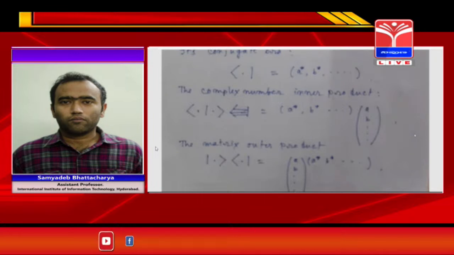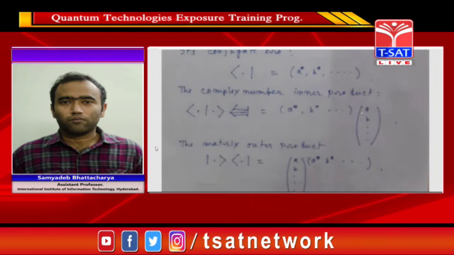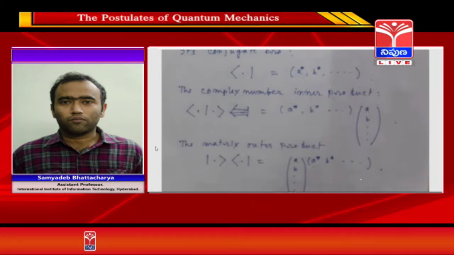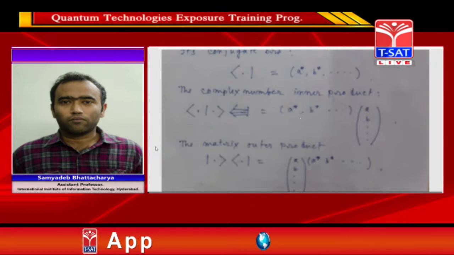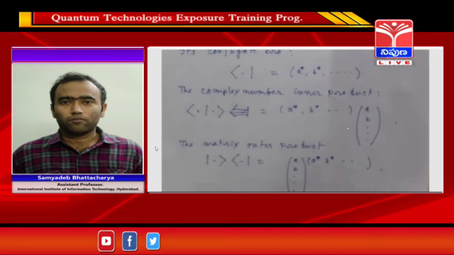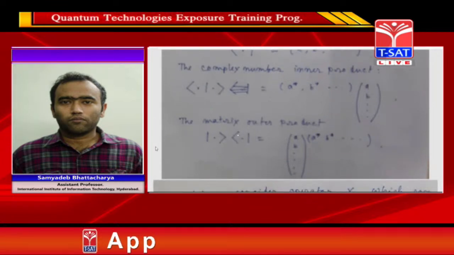If we take the inner product with some other vector, say on the right hand side, in the column there are A1, B1, C1 and all that. And in the row there are A2 star, B2 star, C2 star and all that. Then the resultant number is A2 star A1 plus B2 star B1 and so on, which is in general a complex number, but a number all the same.